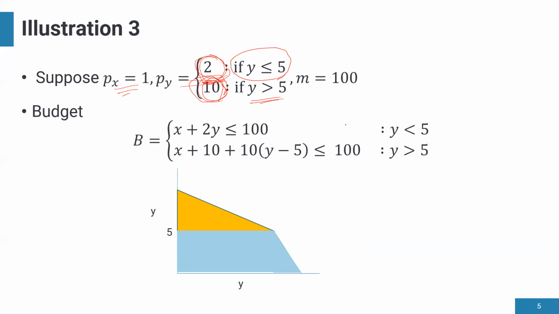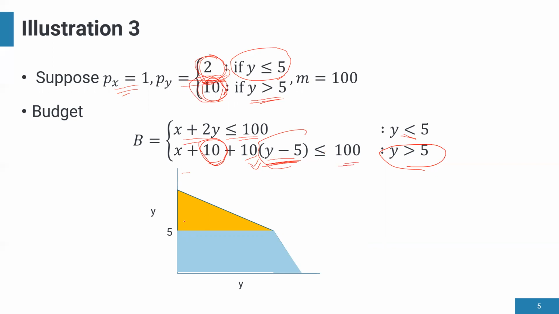So the budget will be like this, because as long as you are consuming less than or equal to 5, what will happen? Your x plus 2y will be less than 100. It is very simple. But once you start consuming y more than 5, suppose you want to consume 6, then up to 5 units you have already bought at price 2. For that you have to pay ₹10. Now, suppose you are buying more than 5, so the extra amount that you will buy, for that amount you have to pay price 10. So that has to be less than or equal to 100.